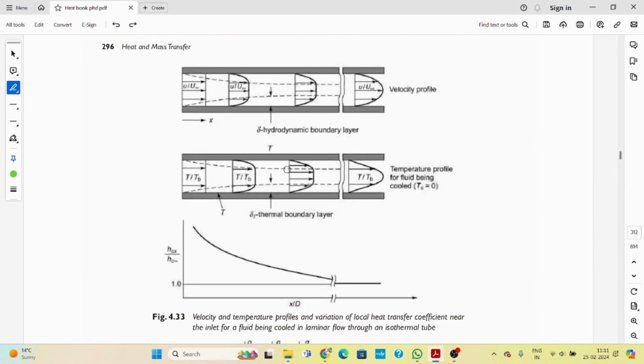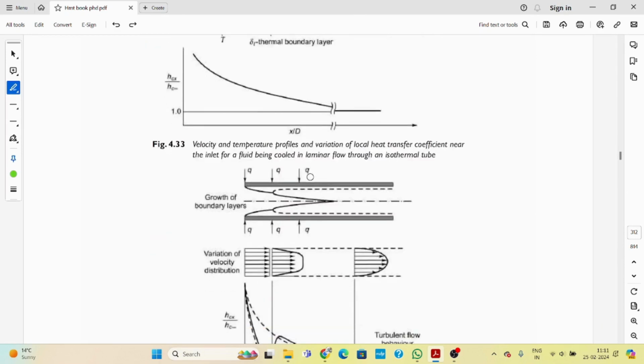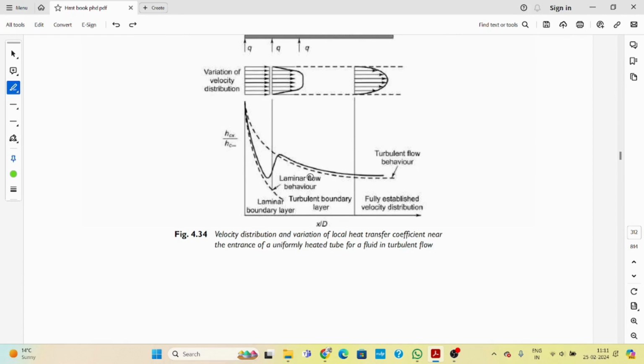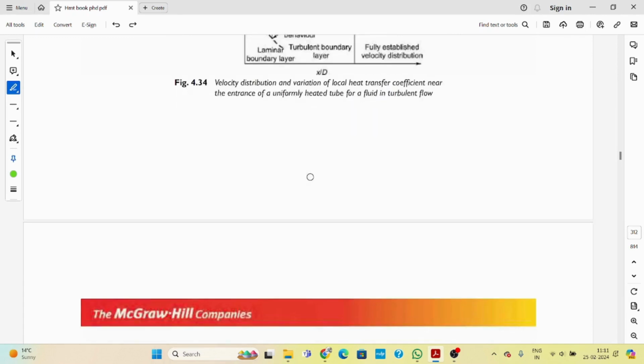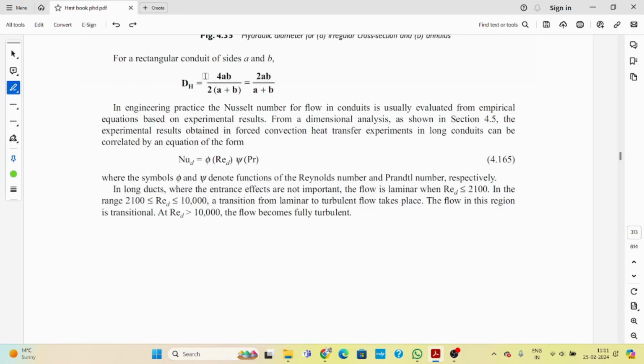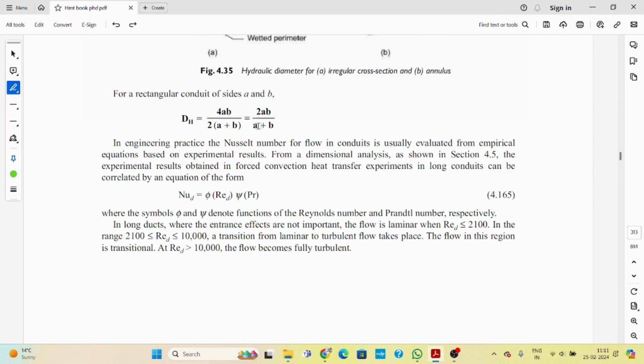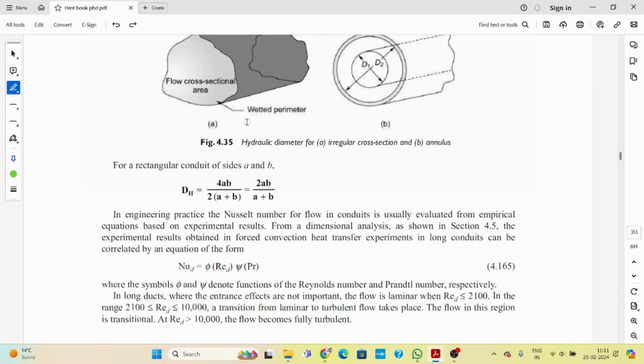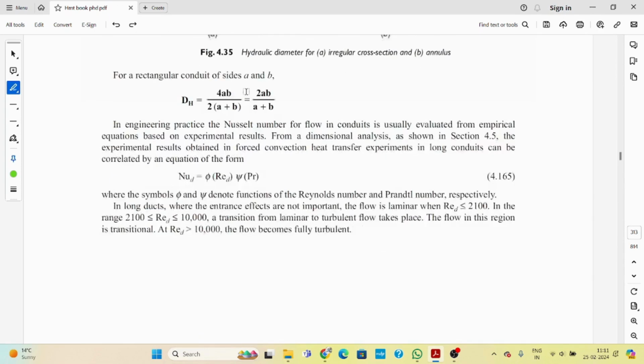This is another thing. Just know the basics. To know the basics of how it is changing, I think it is okay. Yeah, and there are other things. Okay. So you can remember these things, and the hydrodynamic boundary layer, 4 upon 2 plus 2 hydrodynamic boundary layer.